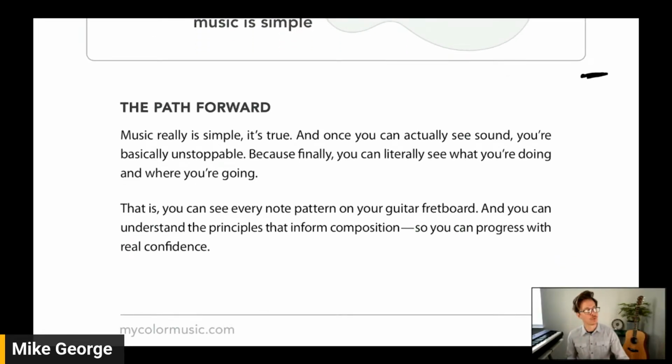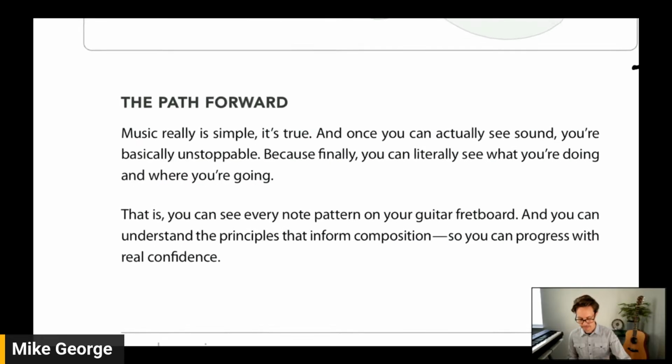All right, the path forward. So we'll keep rolling and then see where we get here.